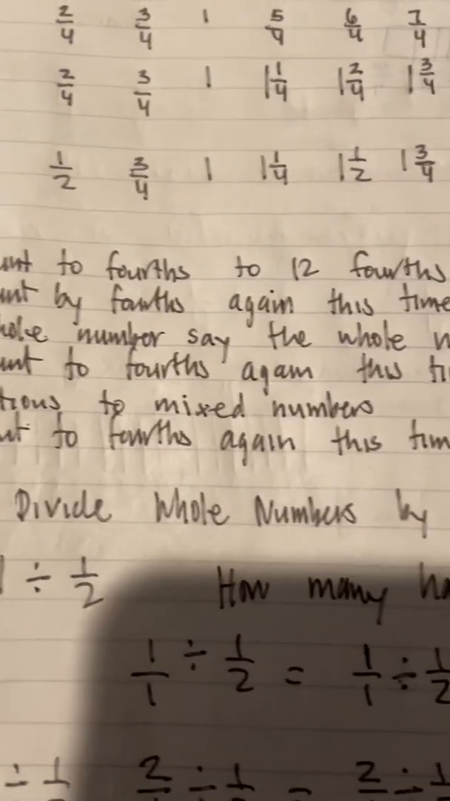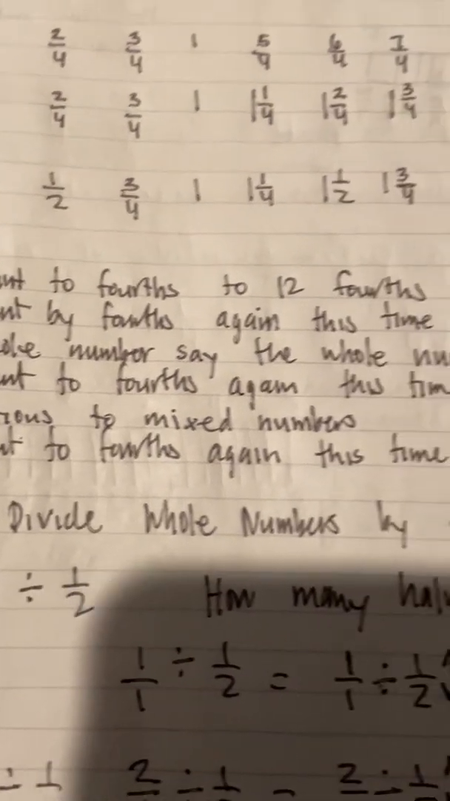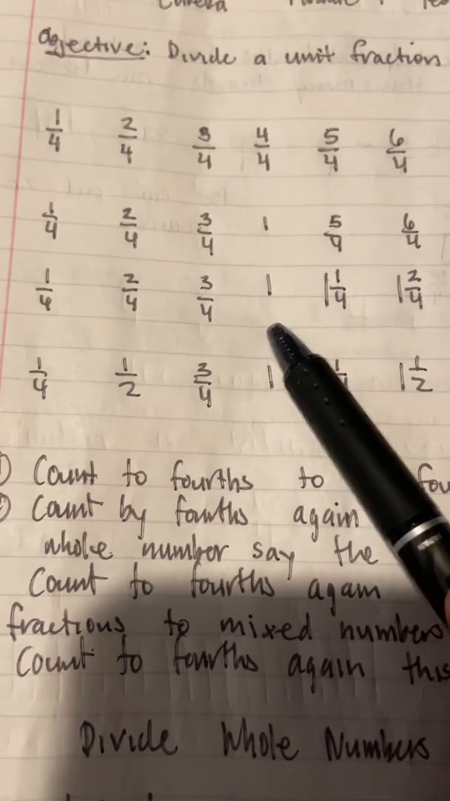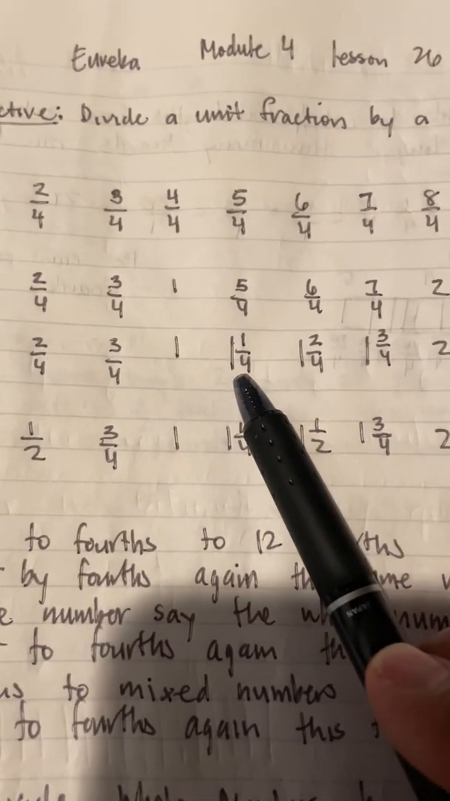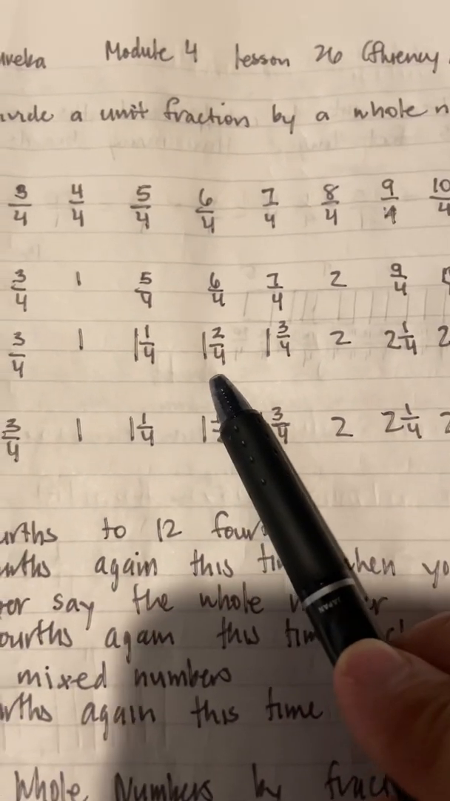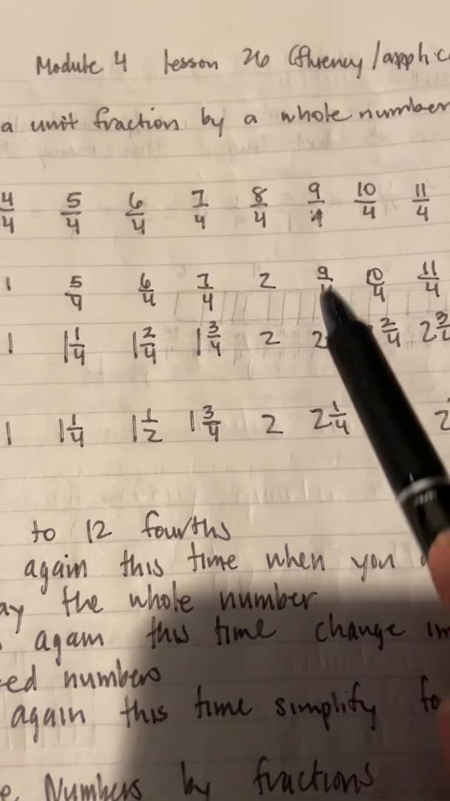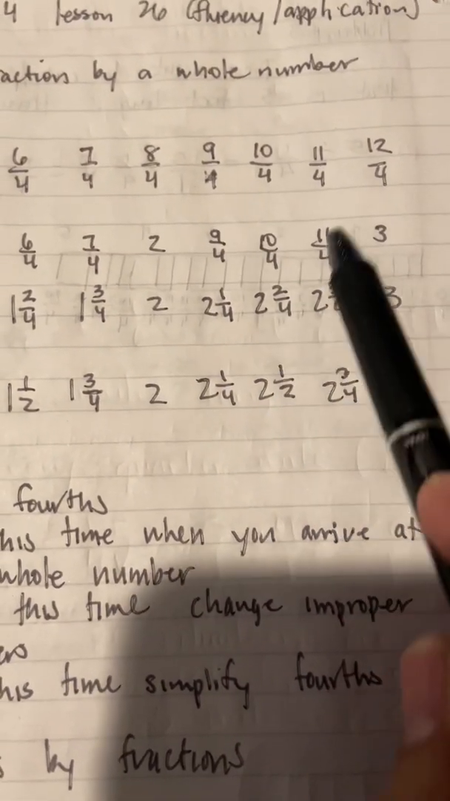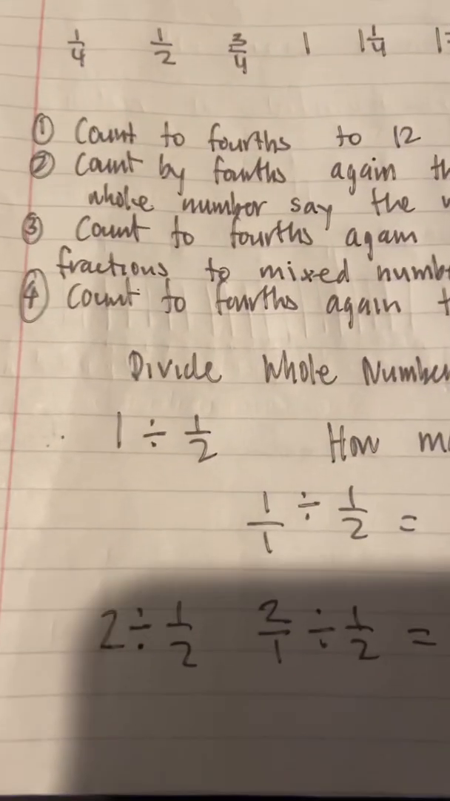Step 3, count by fourths again. This time, change improper fractions to mixed numbers. 1/4, 2/4, 3/4, 1, or that was the 4/4. 5/4 turns into 1 and 1/4. 6/4, 1 and 2/4. 7/4, 1 and 3/4. 8/4, 2. 9/4, 2 and 1/4. 10/4, 2 and 2/4. 11/4, 2 and 3/4. 12/4 equals 3.